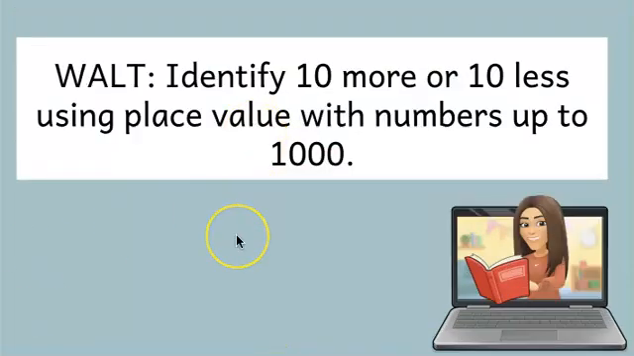So now you know how to identify 10 more or 10 less using place value with numbers up to 1000. Remember that you can do this in the ones column, tens, hundreds, even in the thousands column when you get super clever. It all is the same.